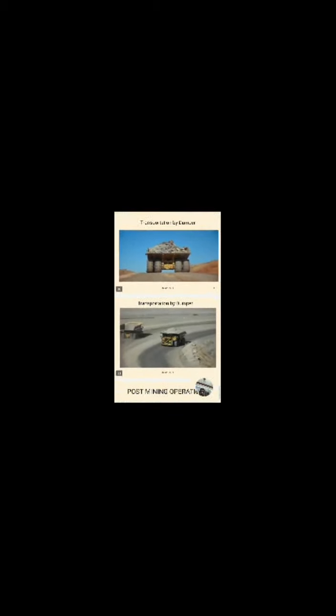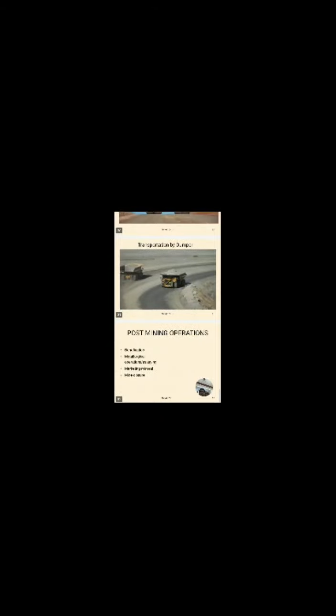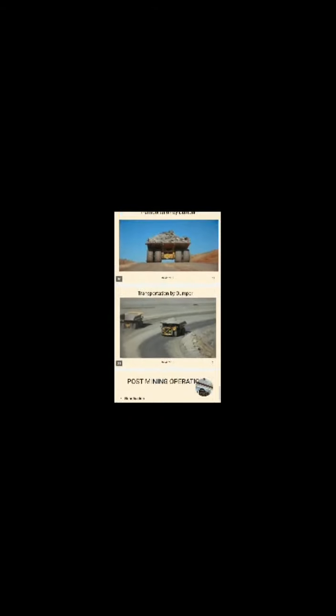Here the transportation by dumper, you are seeing the dumper. 35, 120, 360 ton dumpers are also available.